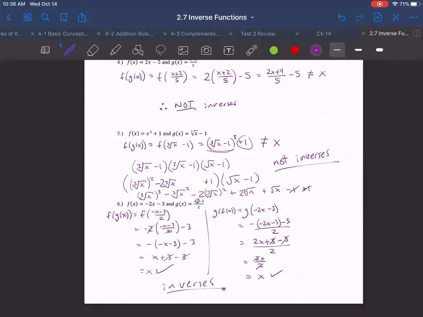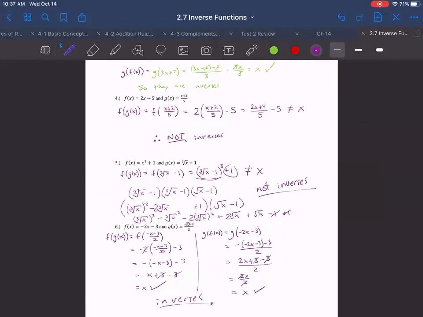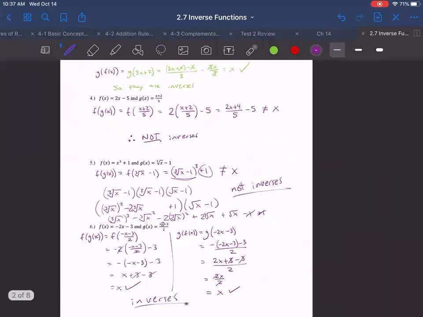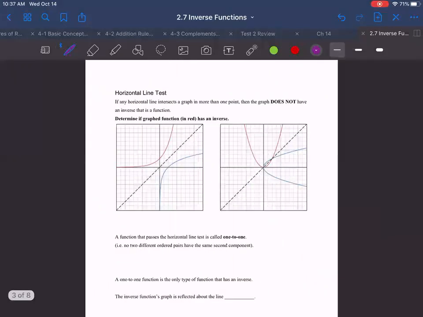All right, so after these, we found some inverses and some not inverses. Let's take a look here at what is called the horizontal line test. What we can do is check and see if a function is one-to-one. We do this by what is called the horizontal line test, because it turns out it's kind of like the vertical line test, but with a horizontal line. We need it to only hit once.